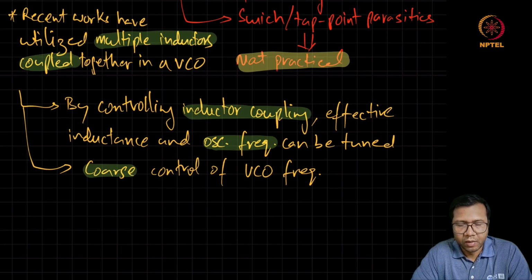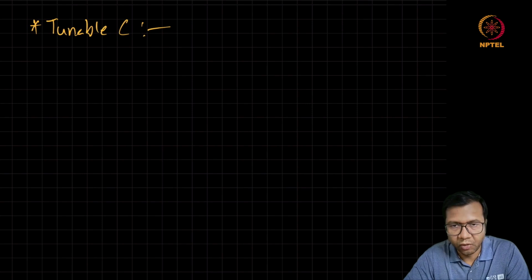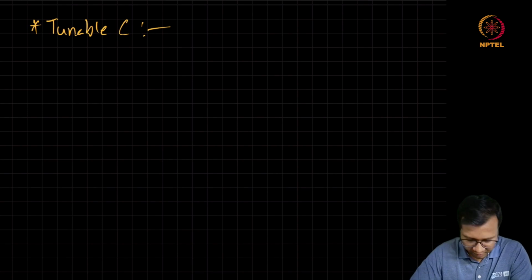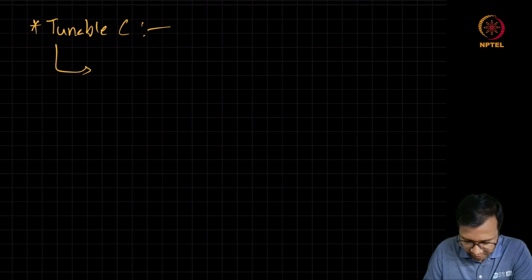So now we are going to look into how to design a tunable capacitor with an objective to use it in an oscillator circuit to design a voltage controlled oscillator. The simplest way to obtain a tunable capacitor on chip is by using a reverse biased PN junction.